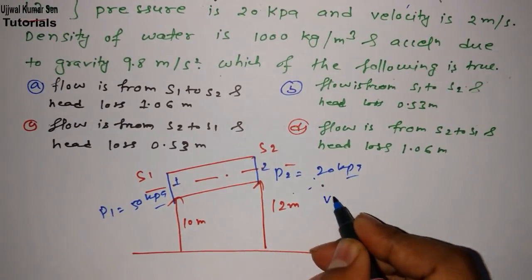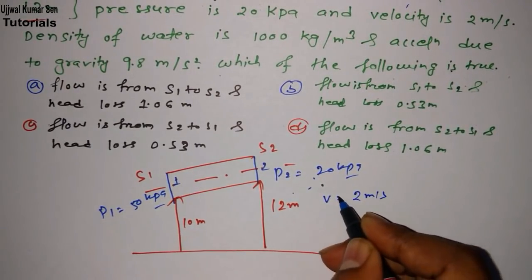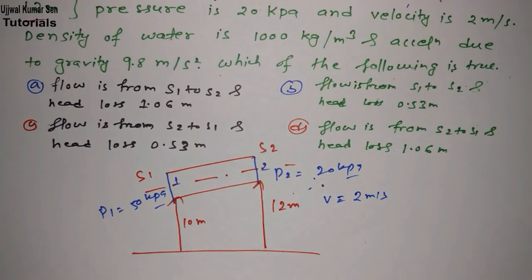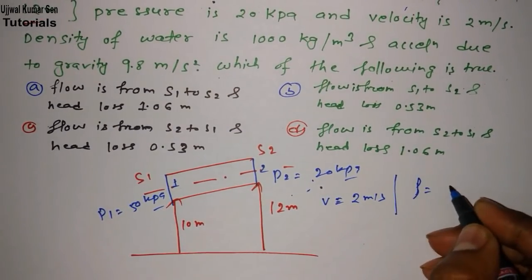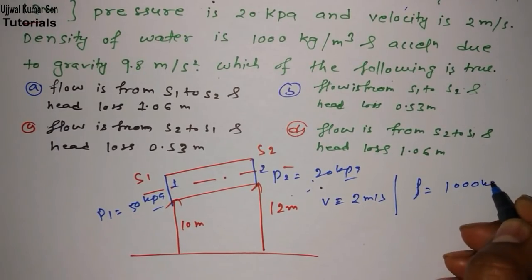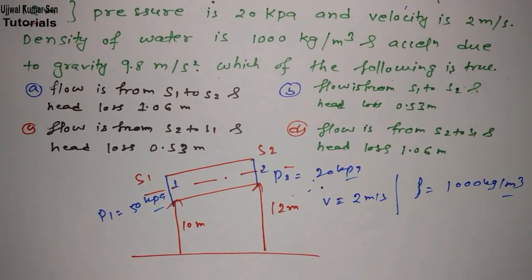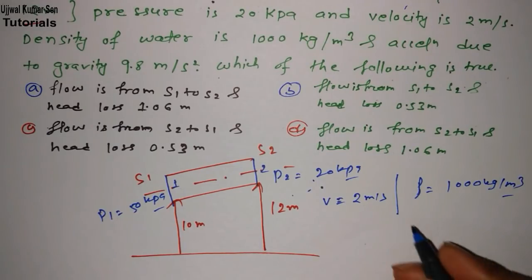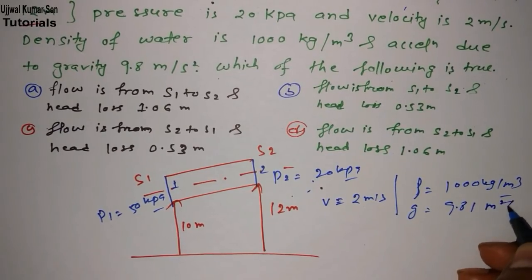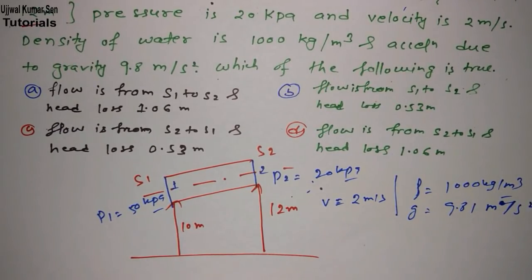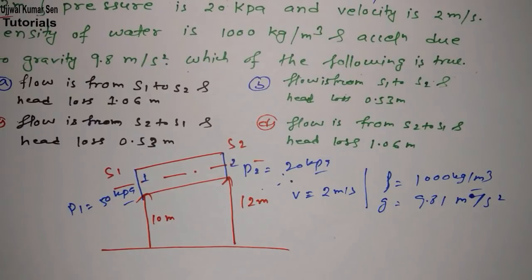Now, velocity: they said velocity is 2 meter per second. There is no change in velocity in this question, they have said already. Density is equal to 1000 kg per meter cube, which means water is flowing through the pipe. Acceleration due to gravity is not required, but even then they have provided it in meter per second square.